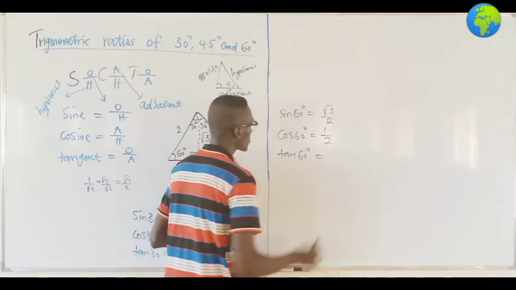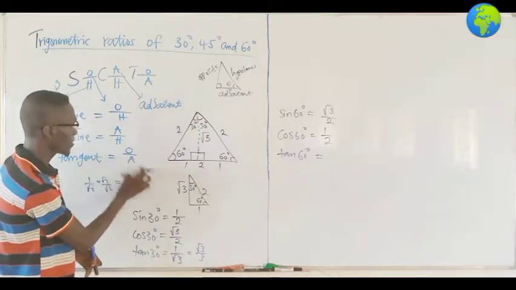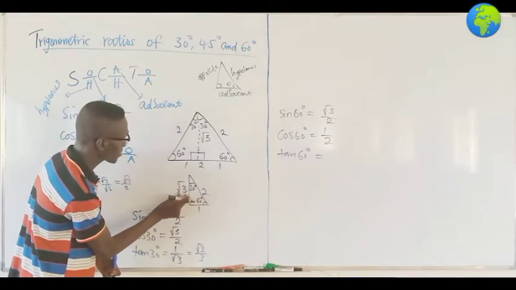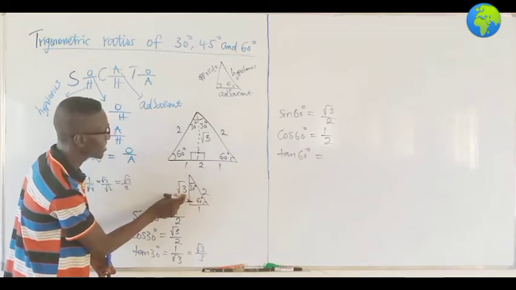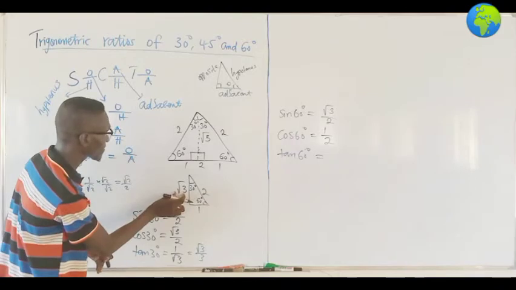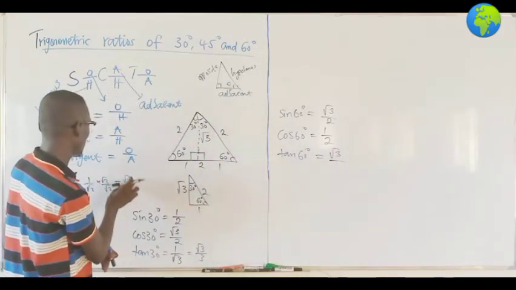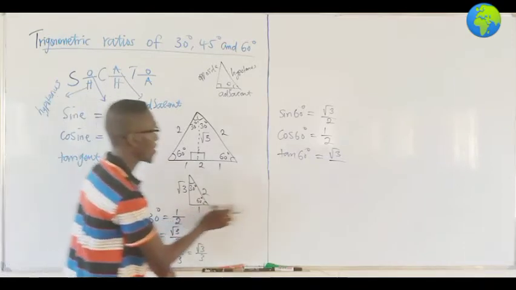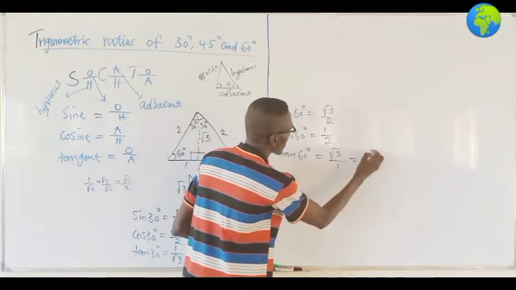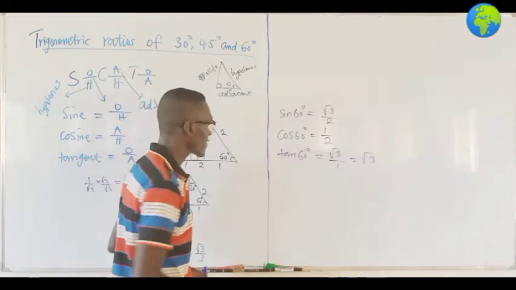Tan 60 degrees is going to be what? Tan is opposite over adjacent. So what is our opposite? Opposite is square root of 3. Over what is the adjacent? Adjacent is 1. So we have square root of 3 over 1, which equals square root of 3.